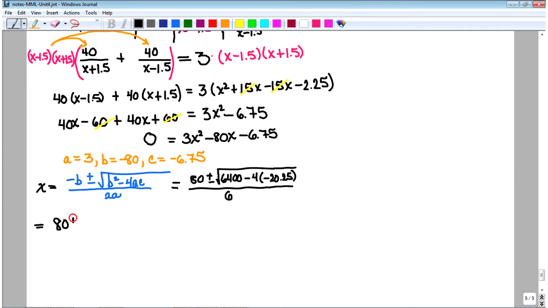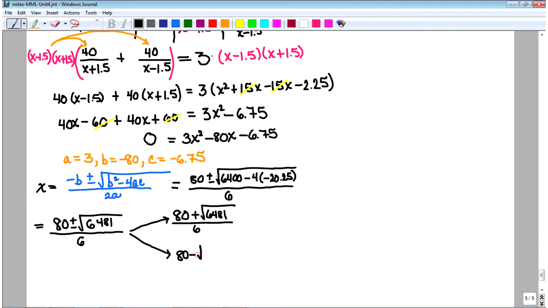Now I need to simplify my radicand. I'm entering this in my calculator in one step: 6,400 minus 4 times negative 20.25 gives me 6,481, all divided by 6. Now we're ready to get our two answers. We'll have 80 plus the square root of 6,481 divided by 6. And then we'll have 80 minus the square root of 6,481 divided by 6.